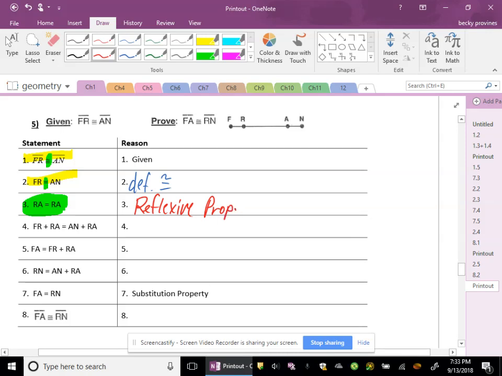Now, the way we use this is once we verify that RA is equal to RA, we can then use that within the other steps. Now, here's why we use it, because F to A and R to N, they both have this little piece here in the middle in common. So does that piece change lengths? It doesn't, of course. So the RA that's part of the one segment is the same RA that's part of the other segment.